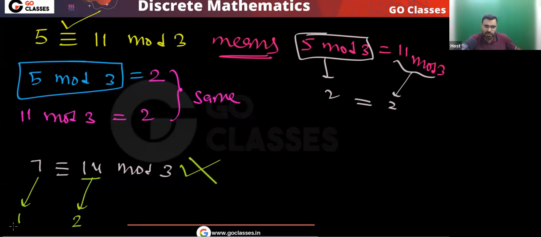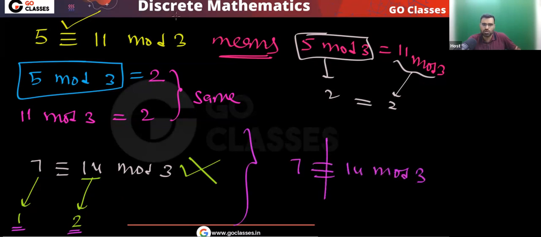Okay, this statement is not correct, because see, if you divide 7 by 3, the remainder will be 1. If you divide 14 by 3, then the remainder will be 2. So I can say 7 is not congruent to 14 mod 3. So this is the simple point you already know. Now let's come back to this question.